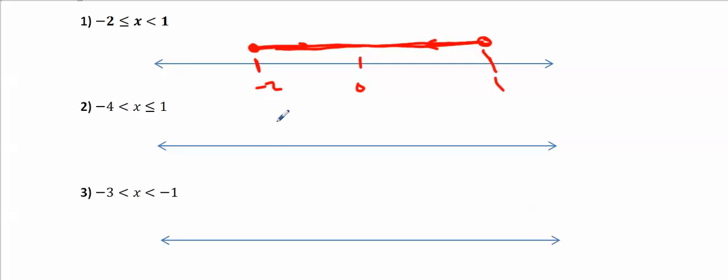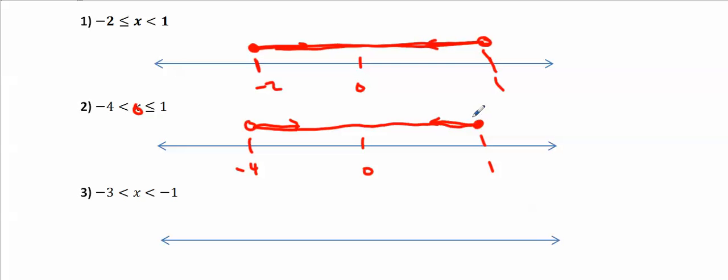Okay, so number 2, you should have marked your critical points. Got -4 and 1, my 0 in the middle. On -4, the symbol is the less than symbol, so it's open. On 1, the symbol is less than or equal to, so I fill in the circle on 1. And then check your solutions. If I plug in 0 here, is 0 greater than -4? Yes, so it's going to go this way. Is 0 less than or equal to 1? Yes, so this one's going to go this way. And remember, both conditions have to be met, so the line can only go as far as the other point. So you should have got everything between -4 and 1.